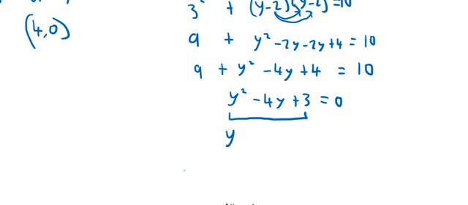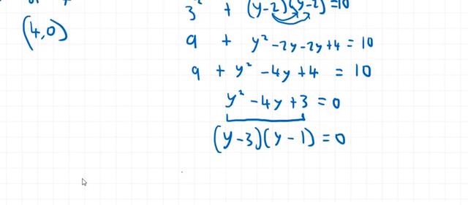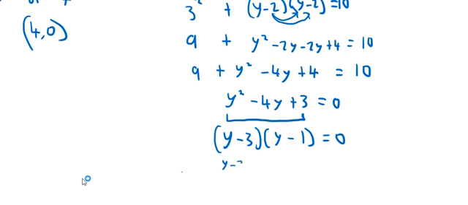So (y )(y ) = 0. My two numbers are going to be -3 and -1, or you could switch them around, so -1 and -3. I'm getting two values in, so either y - 3 = 0 or y - 1 = 0. If y - 3 = 0, then y = 3. If y - 1 = 0, then y = 1.